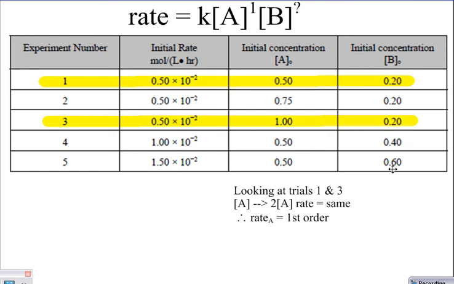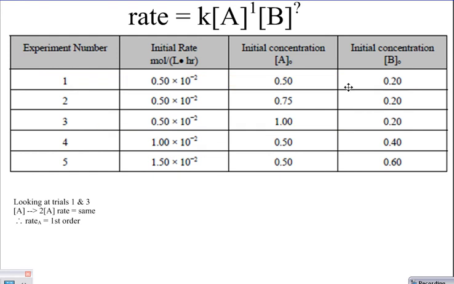Now we're going to do the same thing with B. We're going to look for a trial in which B increased by a measurable amount and A stayed the same. Let's clear some of this first so we can look at it clearly. If I look at trials 1 and 4, the concentration of B doubled very clearly. The concentration of A stayed the same. What happened to the rate? Well, the rate doubled as well.